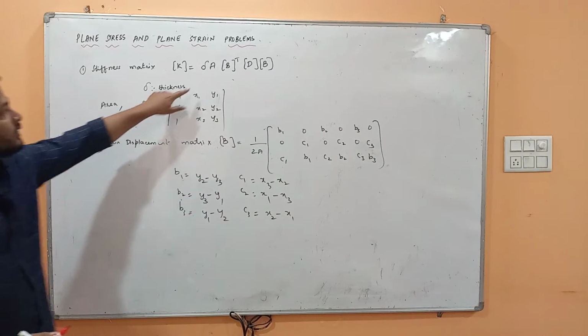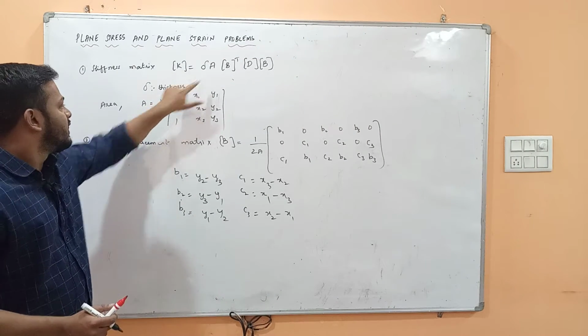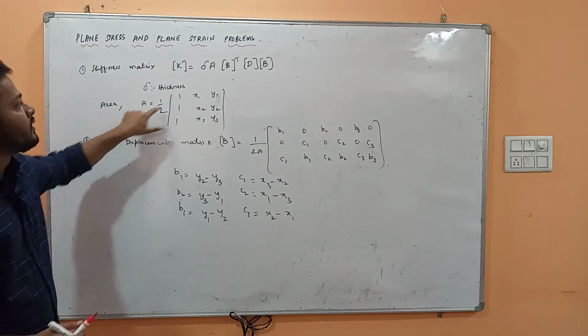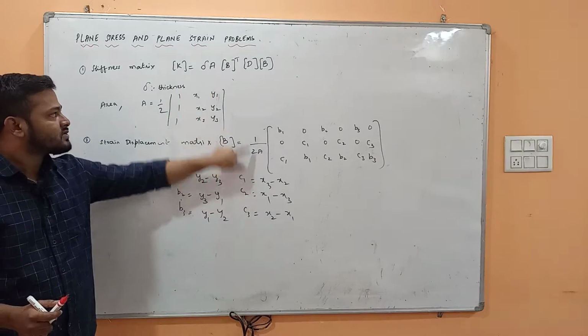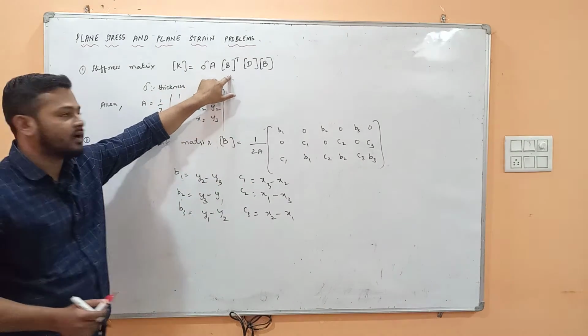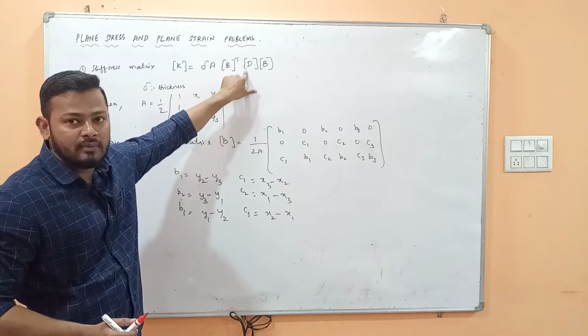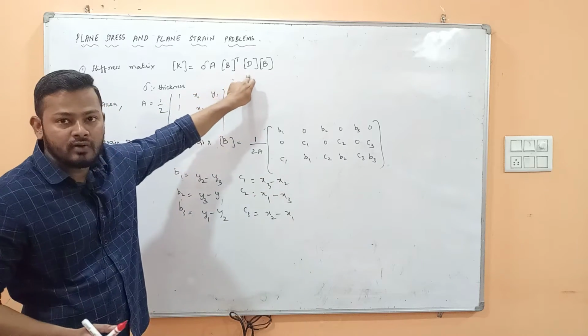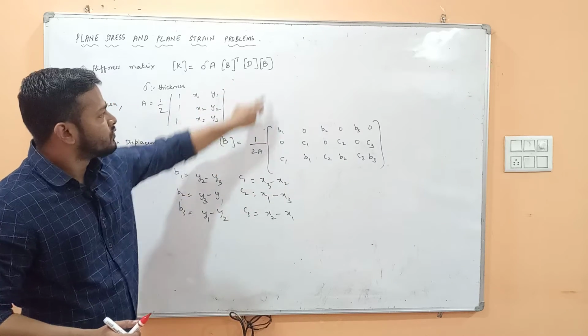So here we have delta, which is called thickness, which will be given in the question. Area can be found by using the formula. Next, B, the strain displacement matrix, can be found by using this. B transpose you can get by transposing the matrix, that is, interchanging rows and columns. D is called the material matrix, which depends from problem to problem, which I will give you now. And B, again, we can substitute here directly.